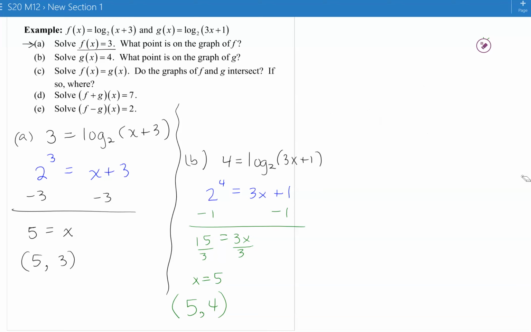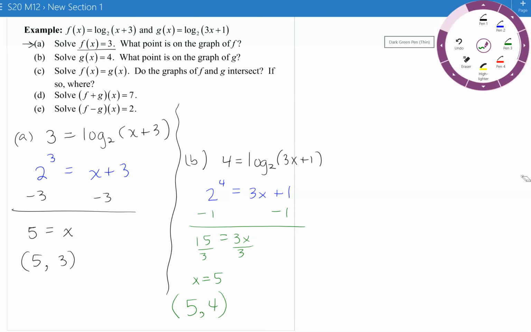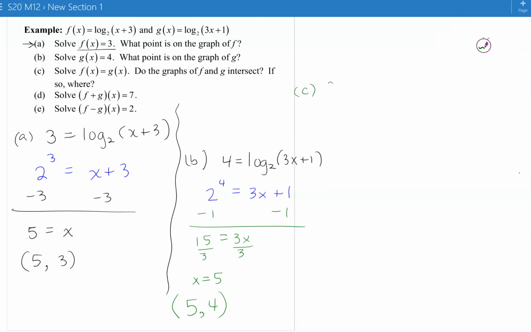So then we're asked to solve, when is f of x equal g of x? And that's how you find points of intersection, right? If you can solve this, then the graphs intersect. If there's no solution, then you can declare that the graphs do not intersect. So let's see if this ever happens.